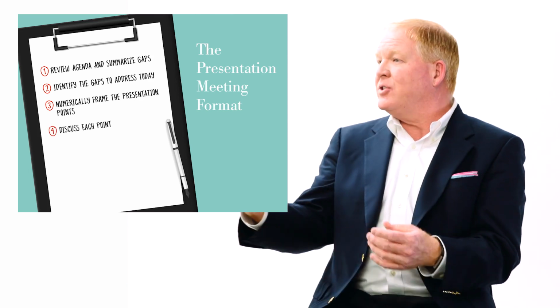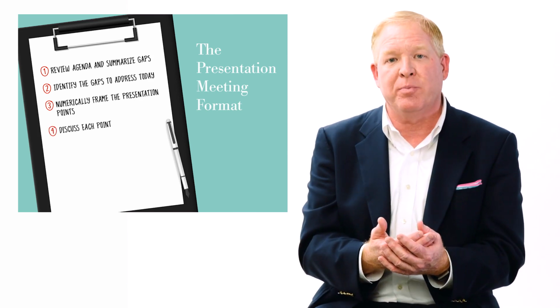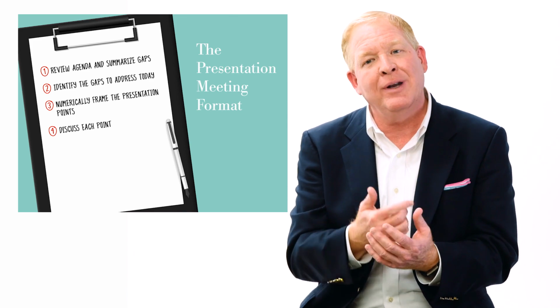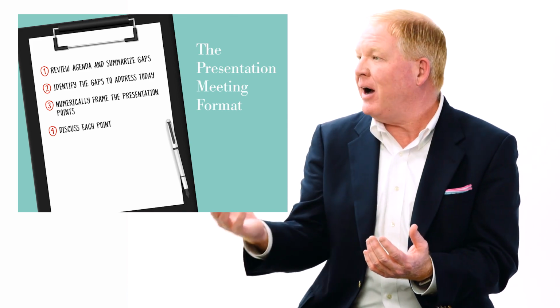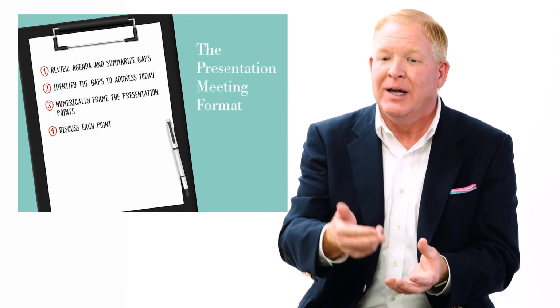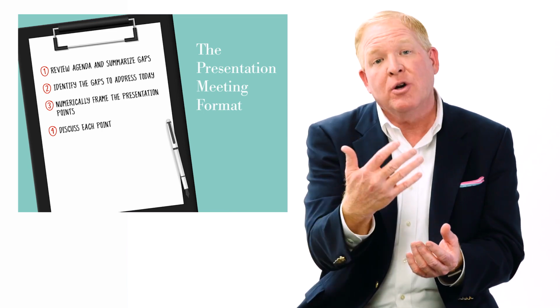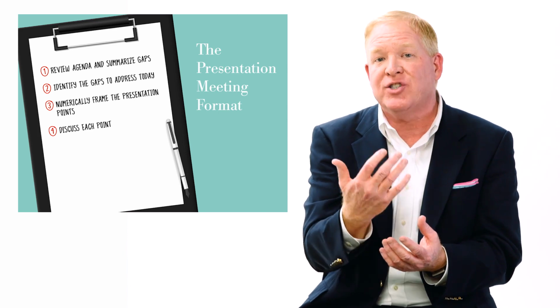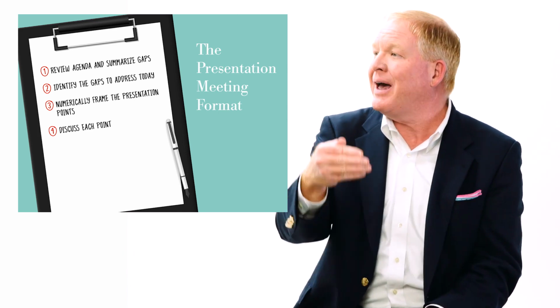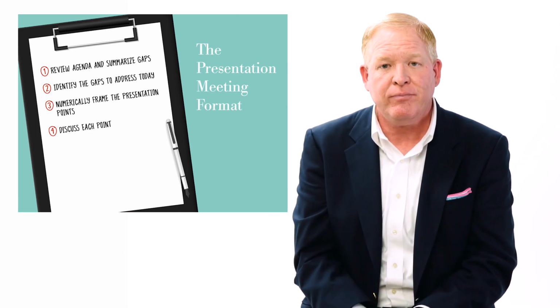Step number 4 is now to discuss each and every one of those points. Point number 1, the tax advantage of the 529 college savings plan. Benefit number 2, benefit number 3, benefit number 4. So step number 4 is to discuss each and every one of the points that we have already framed out.